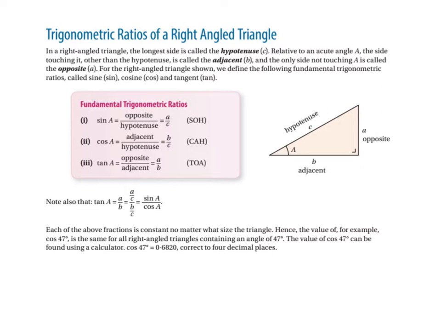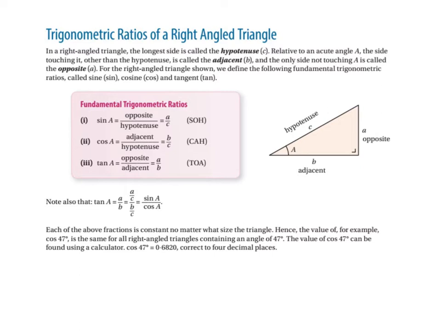If the angle A is here, the longest side is always the hypotenuse. The side opposite the angle that we're dealing with is called the opposite, which means that the other one is called the adjacent. That's how we get the three sides. We should know SOHCAHTOA: sine A is equal to the opposite over the hypotenuse, cos A is equal to the adjacent over the hypotenuse, and tan A is equal to the opposite over the adjacent. This is all very well known.